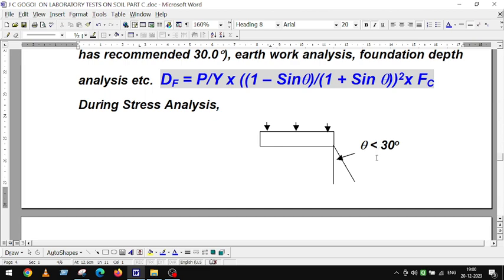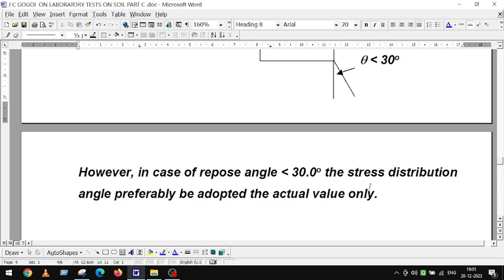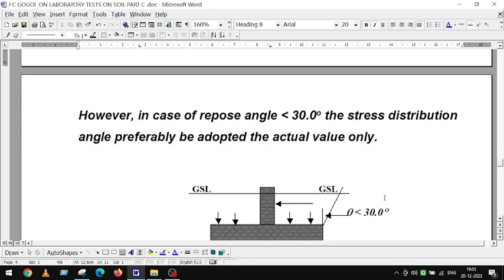In some soil, it has angle of repose 28 degrees, some soil is 35 degrees, some is 40 degrees. Yet we should consider, if it is less than 30, angle of repose, we shall adopt the actual angle of repose and it must be less than 30 degrees. However, in case of angle of repose less than 30, I have already discussed this thing.